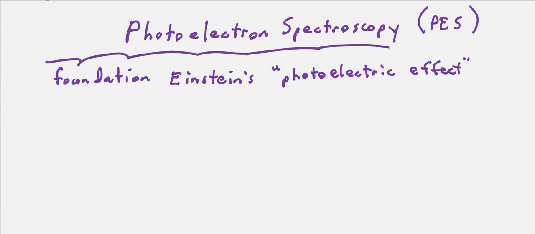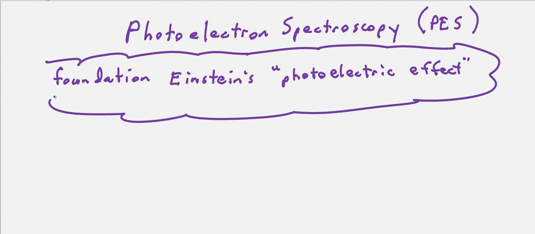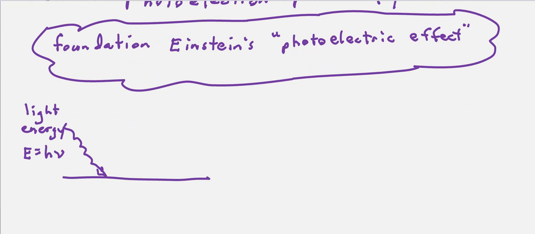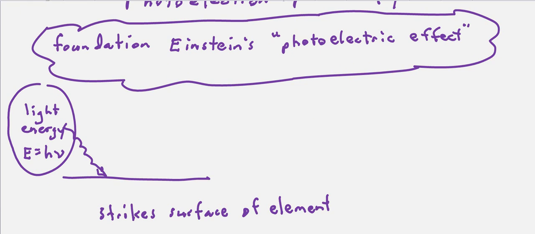the photoelectric effect. Essentially, what the photoelectric effect tells us is that if we have some light energy of energy E equals h nu, that the light energy can strike the surface of something like an element. If the energy of the light is sufficient, it can actually cause an electron to be ejected from the surface of the element.